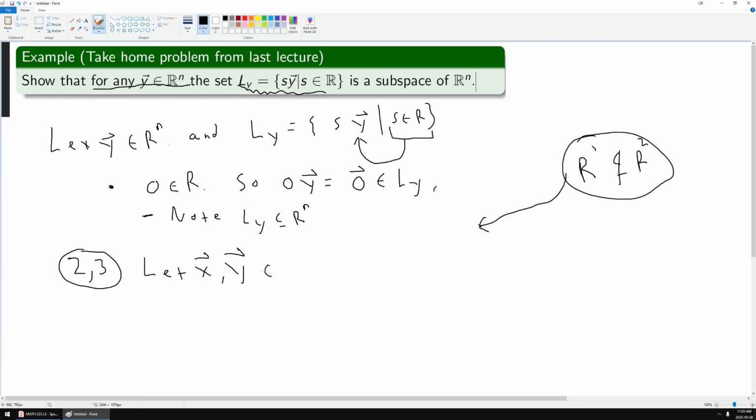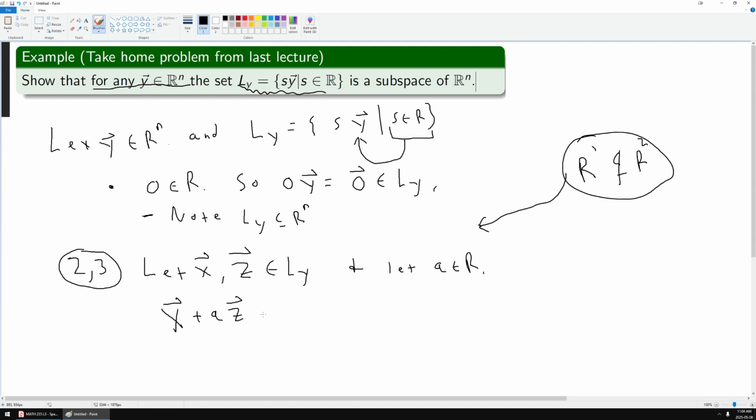I'm not going to call this y, I'm going to call this x and z, just because I'm using the symbol y already. Let these be elements of Ly, and let a be some arbitrary scalar. We don't use a in the question statement, so I'm going to say let a be in the real numbers. Our goal is now to consider x plus a z, and we want to show that this linear combination satisfies the requirement to be in the set Ly.